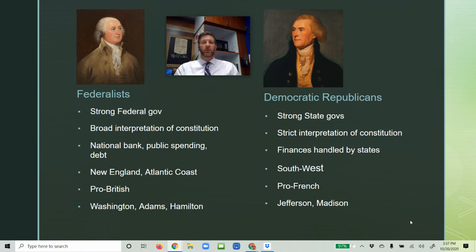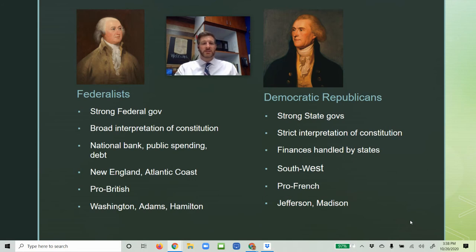states' rights. The Federalists favored more authority and the need to hold the nation together. They thought you should have a national bank. That government should be able to spend lots of money and go into debt. They should be able to broadly interpret extra powers into the Constitution so that they could carry out these greater acts. They were largely pro-British.